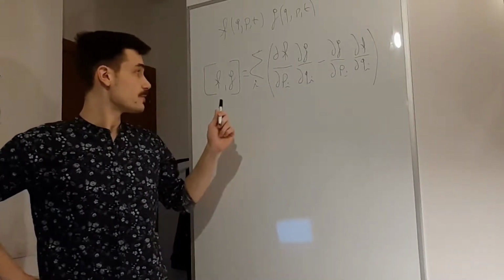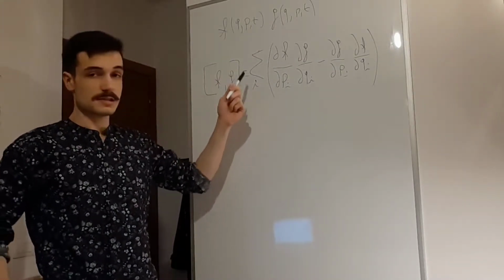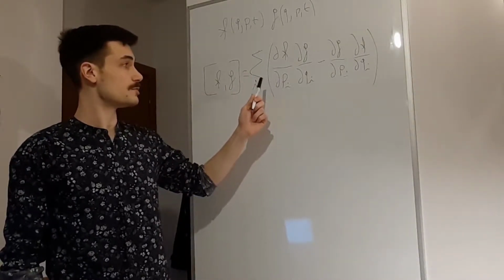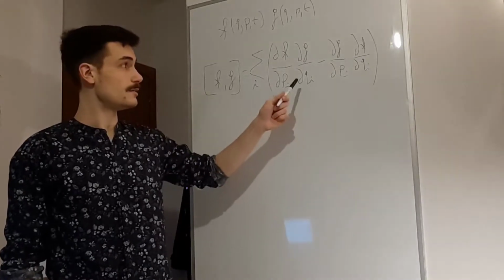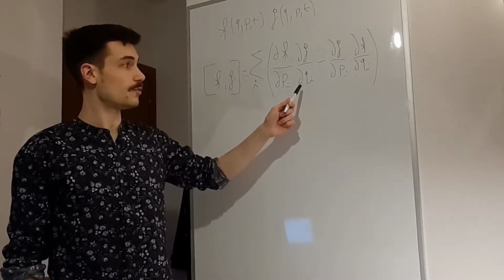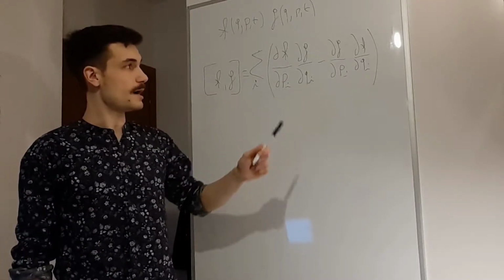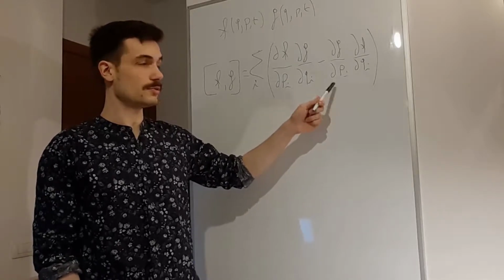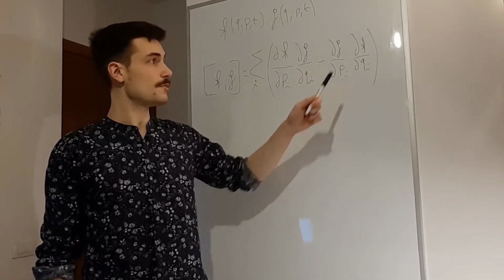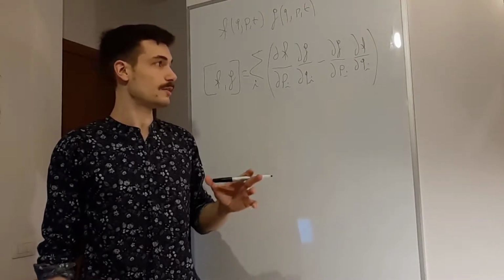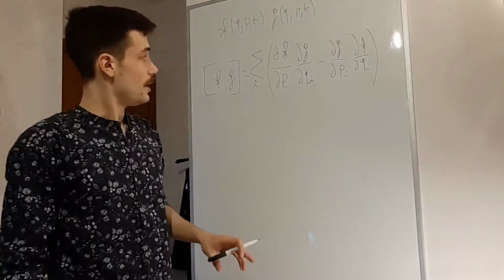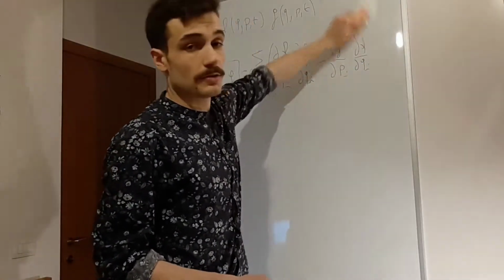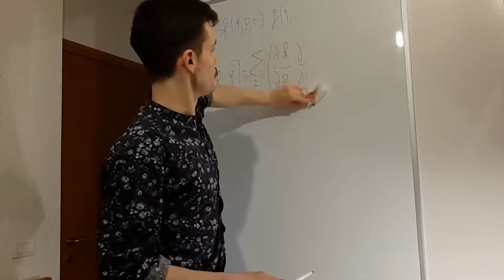The definition of a Poisson bracket, as you can see, is the sum over the degrees of freedom of the derivative of the first function according to the momenta and the derivative of the second function according to the positions, minus the opposite. So the derivative of the second function according to the momenta times the derivative of the first function according to the positions. At this point, the definition isn't so interesting. But the interesting thing about it is what you can use it for.